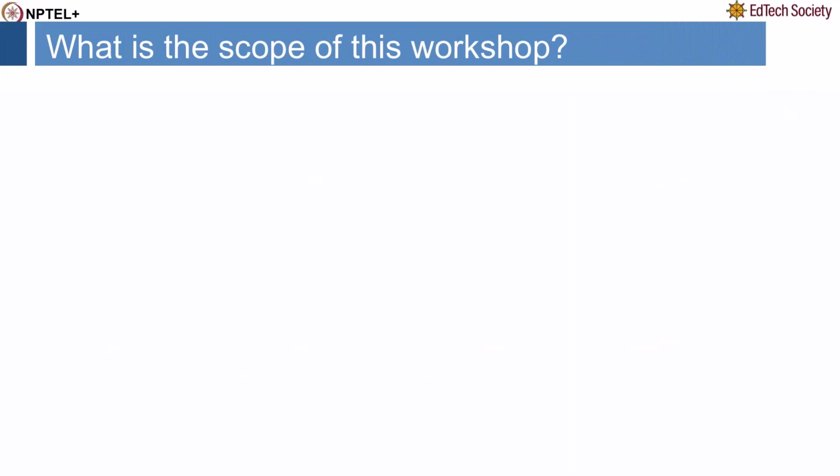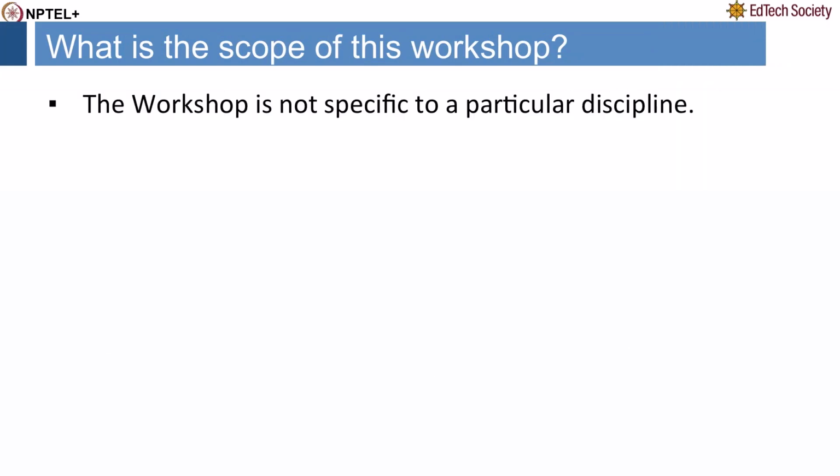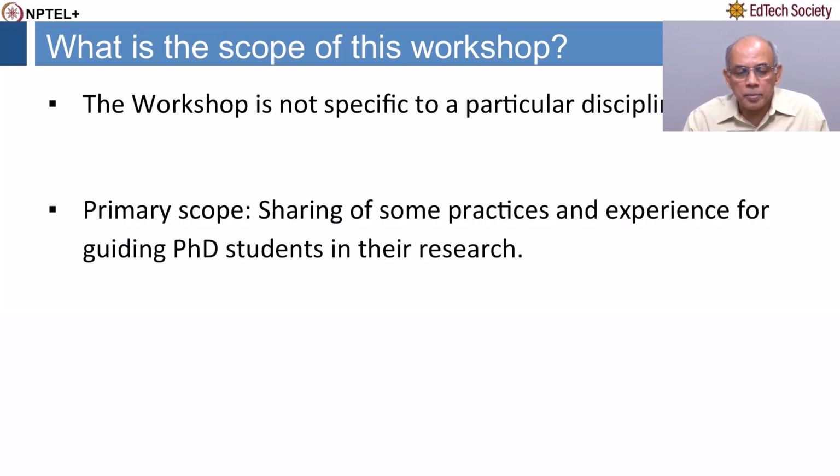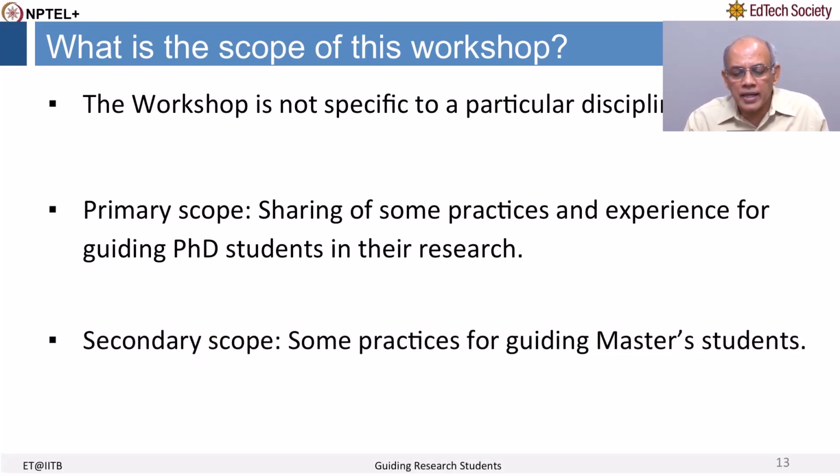Now coming to the scope, this workshop is not specific to a particular discipline. Hence we are not going to go into the content of any discipline, be it computer science or education or any other engineering or science discipline. The primary scope of this workshop is sharing some practices and experiences for guiding PhD students in their research. The secondary scope is that some of these practices will also apply for guiding master students. So even though I will be mostly talking about PhD students, many of the points will apply to some extent for guiding master students also.